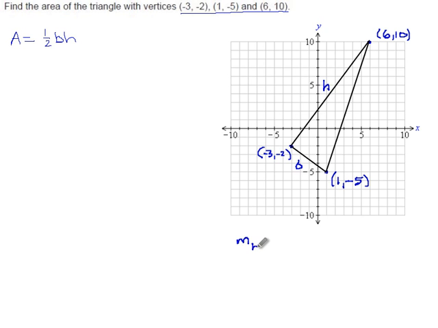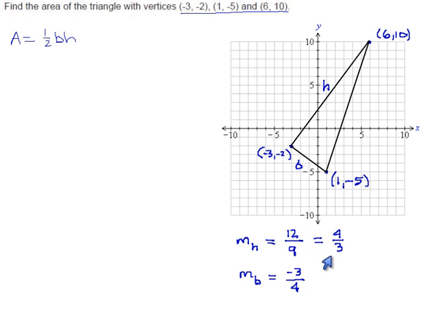The slope of our height is, you remember, y2 minus y1 over x2 minus x1. It should be 10 minus -2 over 6 minus -3, which cleans up to 4/3. I'm doing this a little bit condensed because we practiced a lot of slopes. I trust you're getting comfortable with them by now. The slope for our base is -5 minus -2 over 1 minus -3.